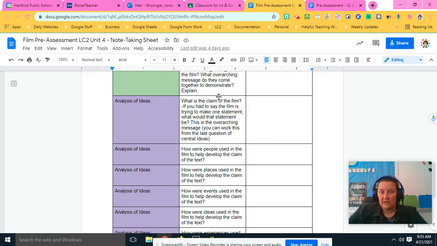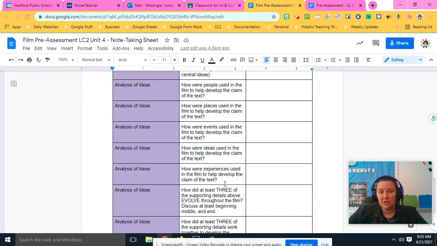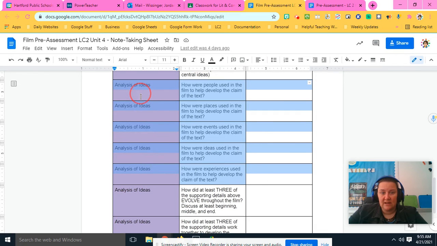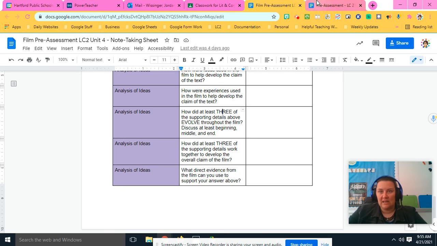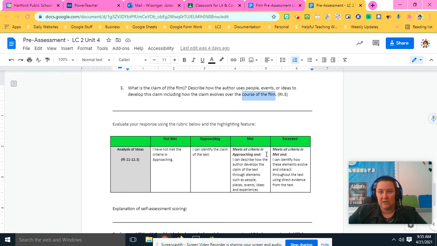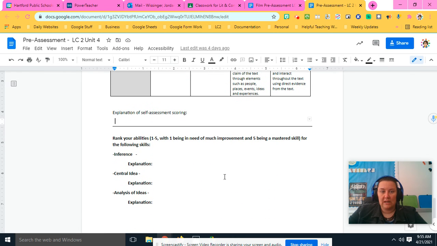So what is the overall message? How were the people, places, events, ideas, and experiences used? So these are the supporting details. And then how did they evolve throughout the film? And how did they work together? With, of course, direct evidence. So your note-taking sheet is really going to be your guide here as to how to do this pre-assessment. When you're done formulating this answer, you want to do the same thing of self-evaluating and explaining your rating here.